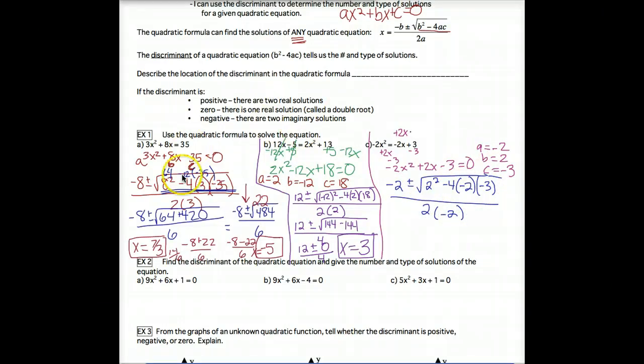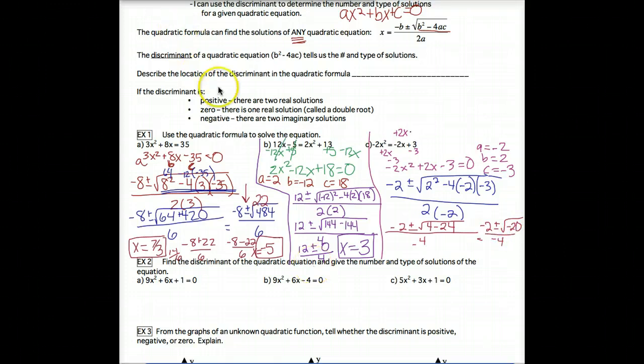So inside the square root is what would come next. 2 squared is 4. Negative 4 times negative 2 is positive 8. Positive 8 times negative 3 is negative 24. And on the bottom, 2 times negative 2 is negative 4. So when I simplify, this is going to give me negative 2 plus or minus radical negative 20 over negative 4.